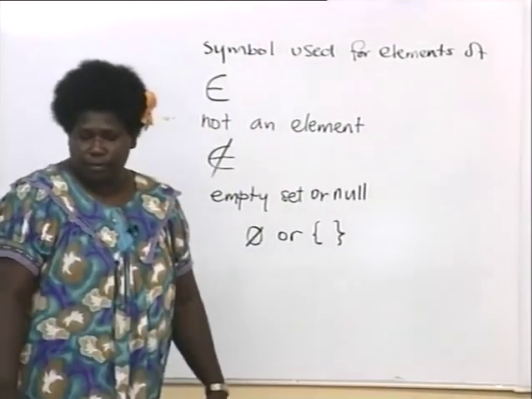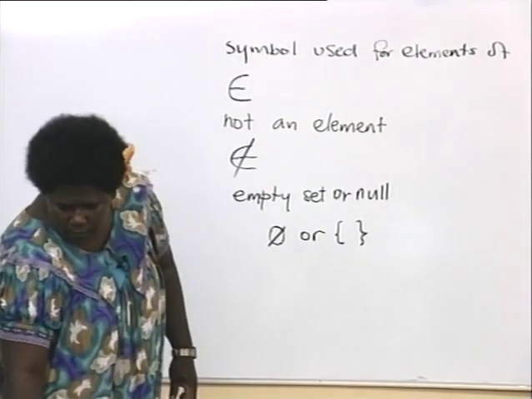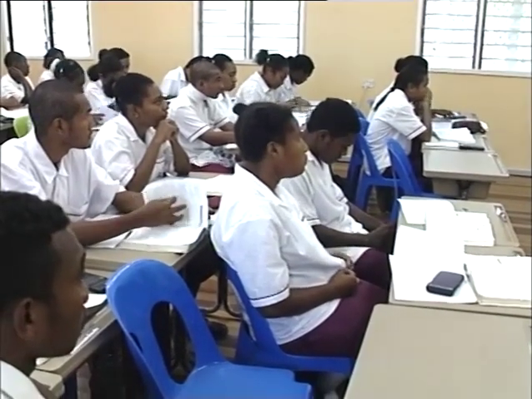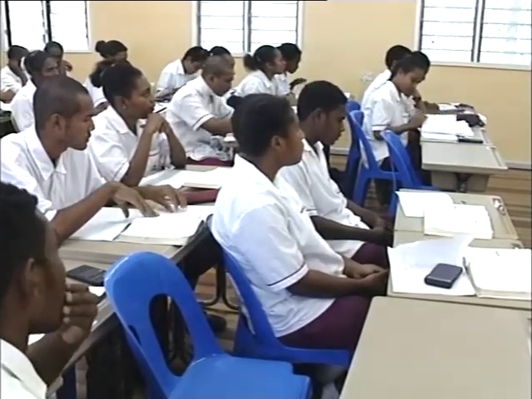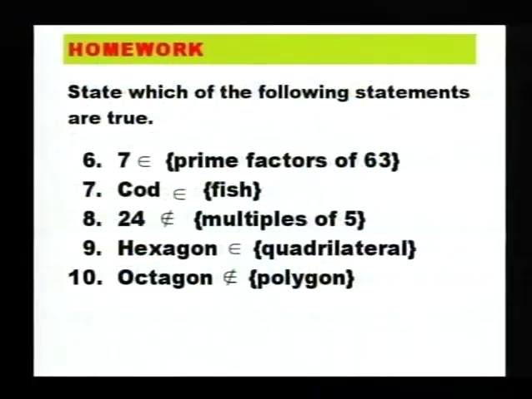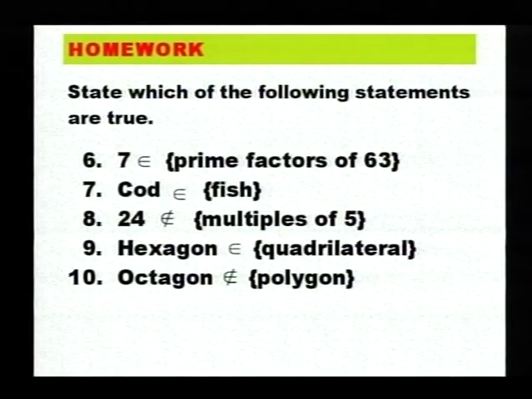First of all, we have to complete the homework that you were given, and it was questions 6, 7, 8, 9, and 10. The question says, state which of the following statements are true. Number 6 reads, 7 is an element of a set of prime factors of 63. Is this true or false?